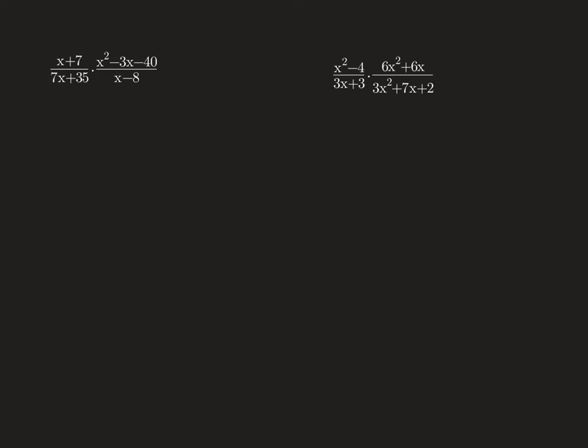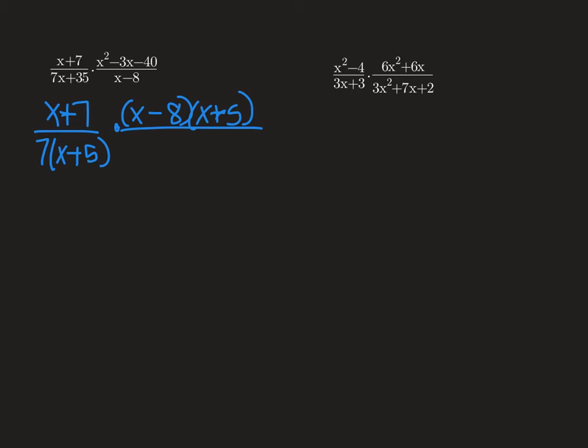X plus 7 doesn't have any greatest common factors, so I'm just going to leave that alone. And 7x plus 35 does have a greatest common factor, so I'm going to pull out a 7. And leaves me with x plus 5. So there's the left-hand fraction. Now the right-hand fraction. I see a trinomial where a is equal to 1. And so this factors to be x minus 8, x plus 5, over, denominator has x minus 8. Okay. That was intended to be a parenthesis.